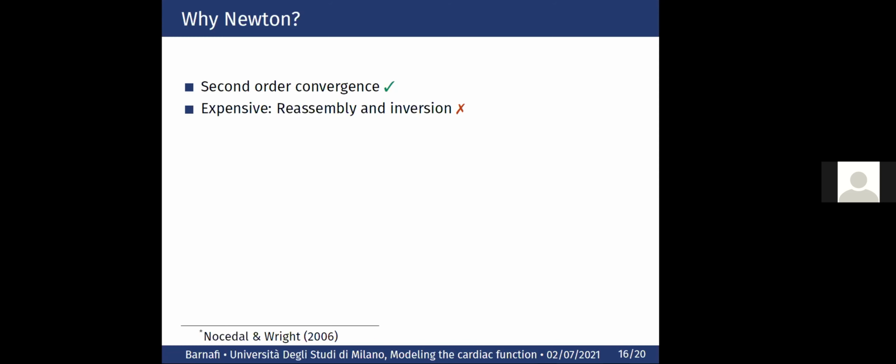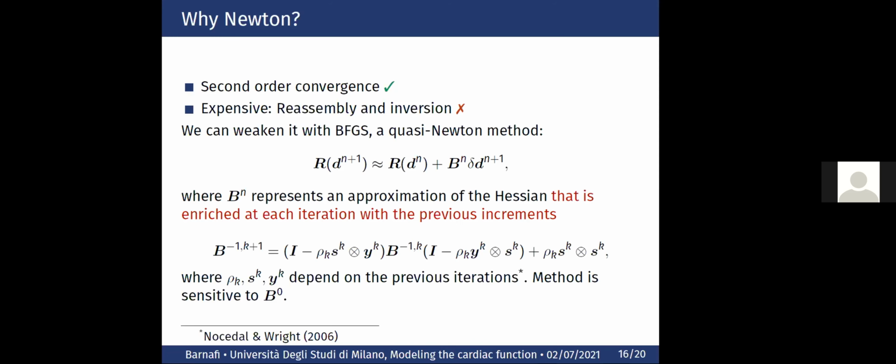There's a midway solution called the BFGS solver. It's a quasi-Newton method where, when you use your Taylor approximation, you consider an approximation of your Jacobian, which we're calling this B matrix. And the great thing is that when you go through the iterations of this method, you can enrich this matrix by using the previous iterations. So there's no reassembly of the matrix. You consider only one approximation, and then you can go on with solving it.